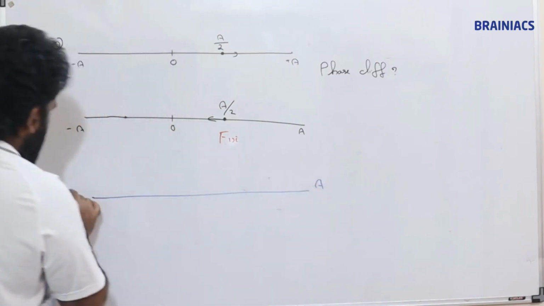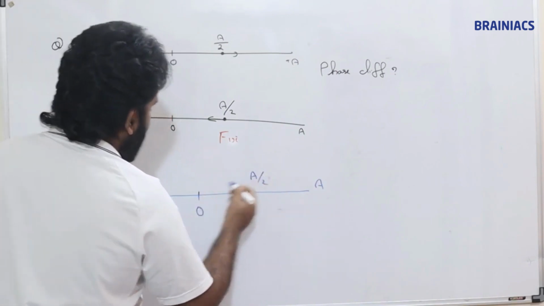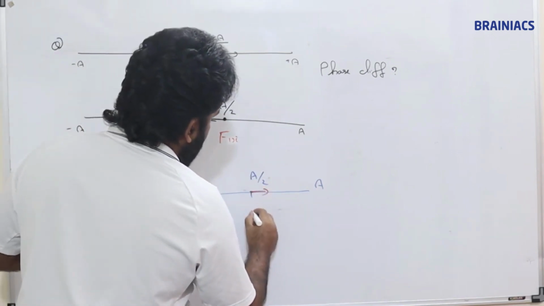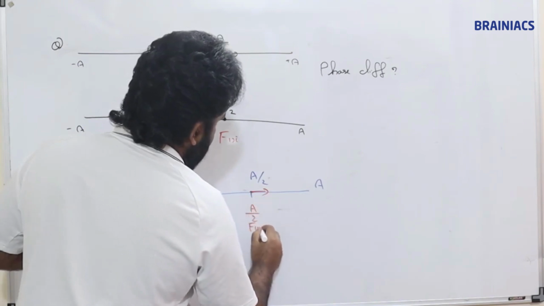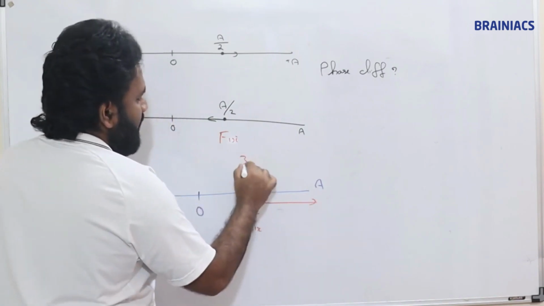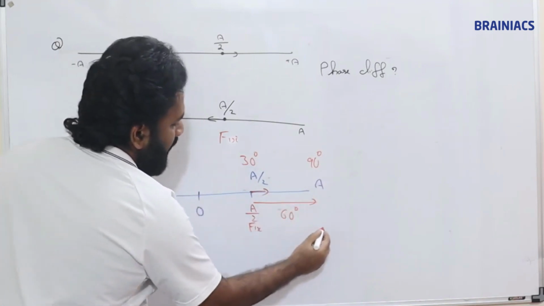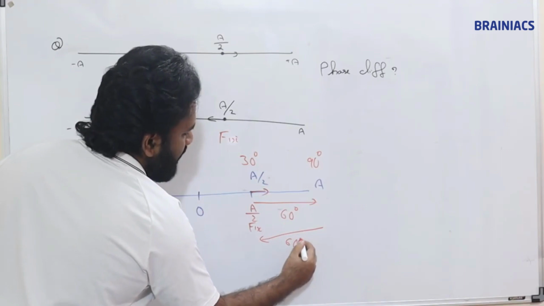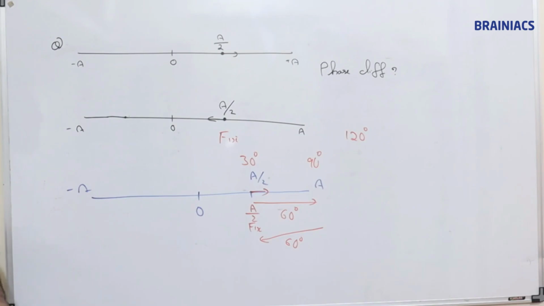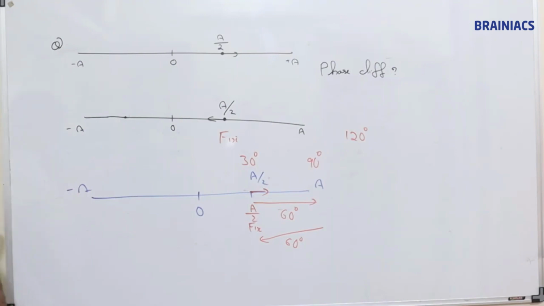Okay, this is minus A, mean position. This is A by 2. Suppose it is moving here, we have another A by 2 which is fixed. Now A by 2 to A, so A by 2 is 30 degree, A is 90 degree, this is going to be 60 degree. When it comes back to this one again, it will take 60 degree. So we are getting 120 degree when we fix one SHM.